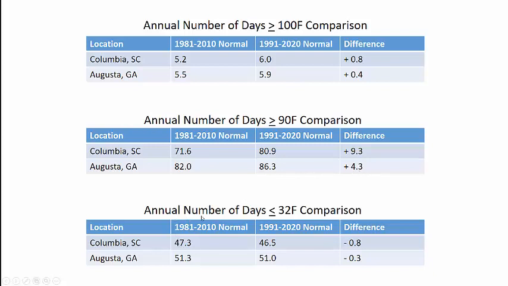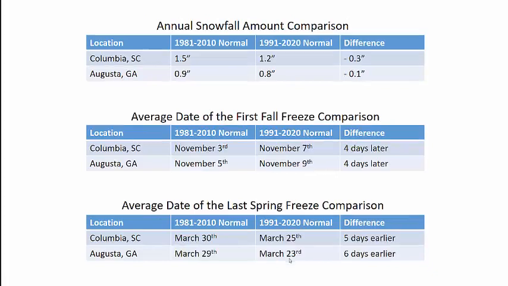On the cool side, the annual number of days in which we hit 32 degrees or lower trended down slightly. At Columbia, down from 47.3 to 46.5 days. And at Augusta, a slight decrease from 51.3 days on average to now an average of 51.0 days per year.